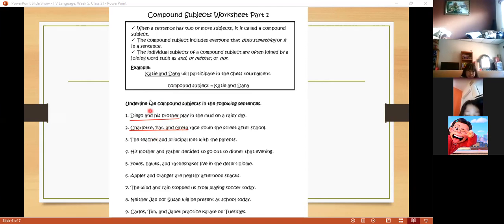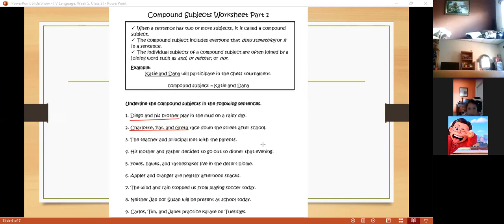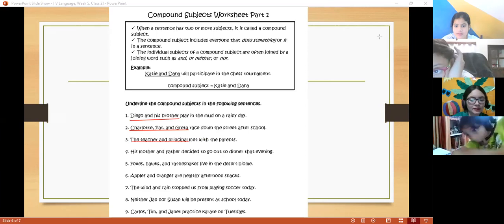Read sentence number 3, Camila. The teacher and principal meet with the parents. What is the compound subject, or the two simple subjects that you can identify? Teacher and principal. Excellent. This is the subject, the teacher and the principal, and there are two simple subjects, so it's a compound subject.